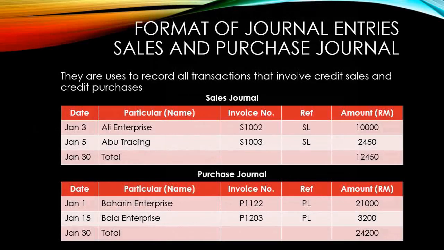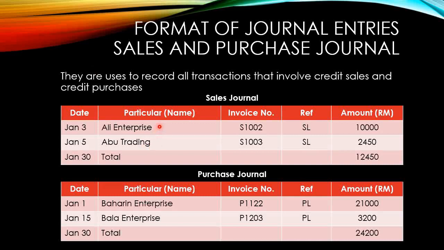Okay. So this is the format of journal entries. You can see this in your textbook as well. So we start off with the sales and purchase journal. They are used to record all transactions that involve credit sales and credit purchases, only for credit sales and purchases. So the journal will look like this, where it's just a list of transactions. It's just a list of transactions. The list of debtors and your creditors.